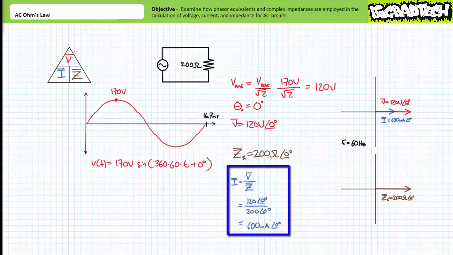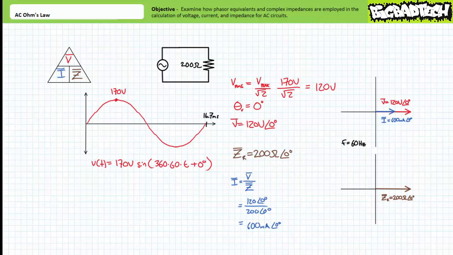Now, since we're being asked to solve for current, we divide the phasor equivalent voltage V by the complex impedance Z to solve for I, the phasor equivalent current. Doing so yields I equals 600 milliamperes at an angle of 0 degrees, where 600 milliamperes is the effective value of the resultant sinusoidal current, and it is phase shifted by 0 degrees. Additionally, since the above conditions were established at 60 Hz, it is assumed current also has a frequency of 60 Hz. Note the phasor diagram shows I overlapping V, indicating they are in phase with one another.